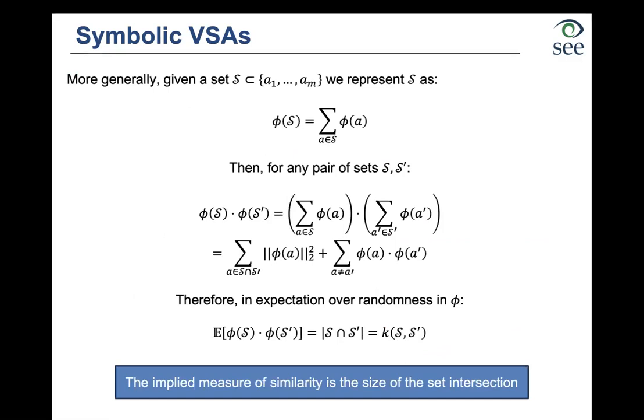And of course, we can extend this from sets consisting of one element to sets consisting of more than one element. So if we have a set that's drawn from an alphabet, say of size m, then we would represent the set by summing or bundling together its code words.